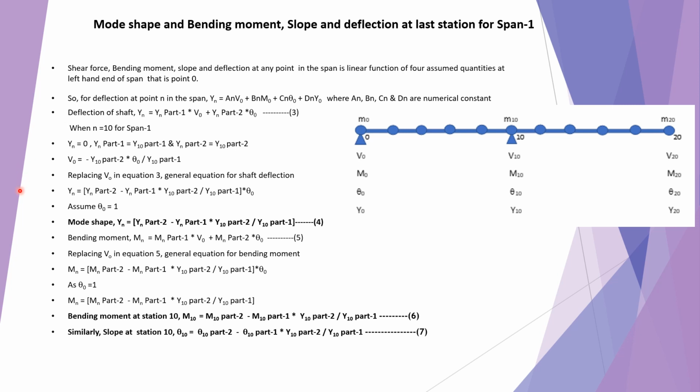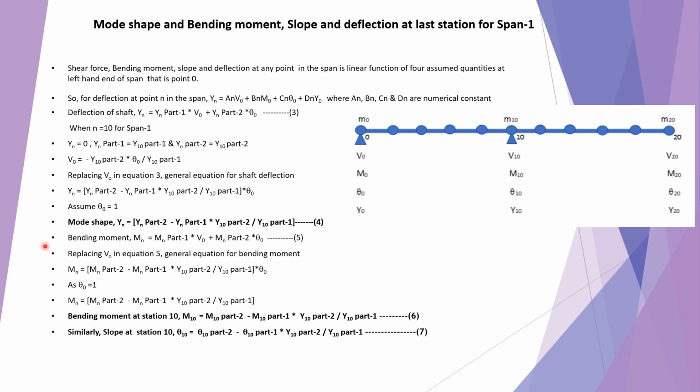Replacing V0 in equation number 3, the general equation for the shaft deflection, Yn = [Yn part 2 - Yn part 1 into Y10 part 2 upon Y10 part 1] into theta 0. Assume theta 0 is 1. So the mode shape general expression is Yn = Yn part 2 - Yn part 1 into Y10 part 2 upon Y10 part 1. This is equation number 4. Bending moment Mn = Mn part 1 into V0 plus Mn part 2 into theta 0. This is equation number 5.